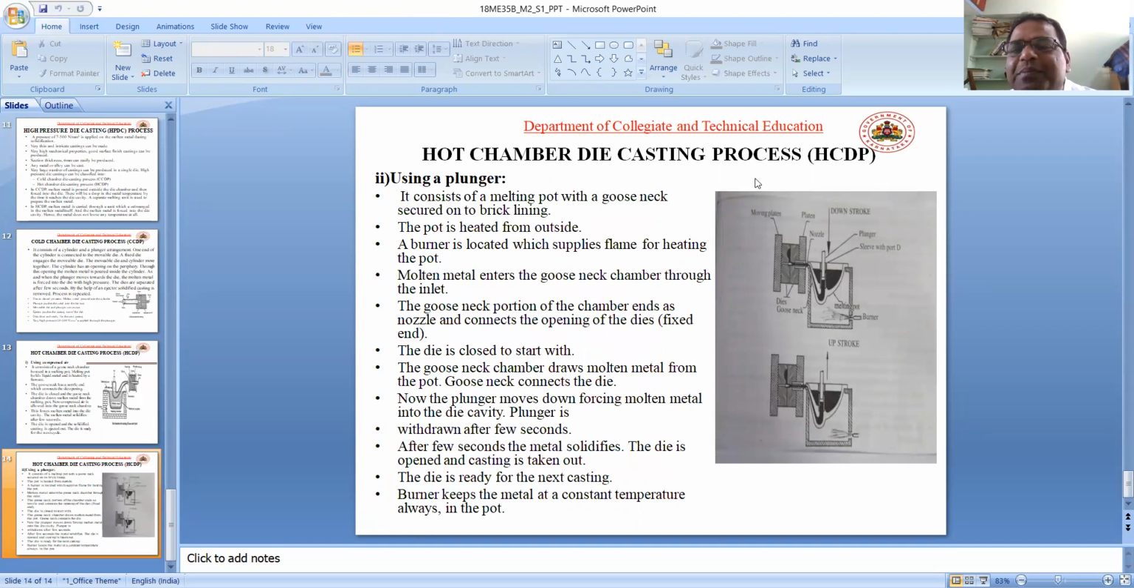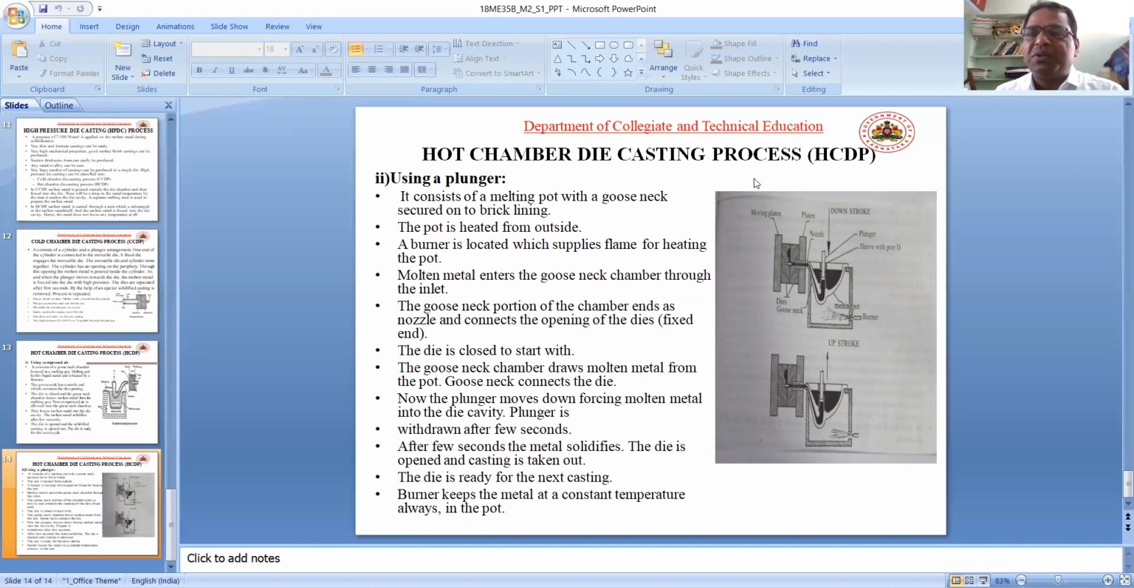Next, the hot chamber die casting process using a plunger. Earlier we used compressed air. Now we are going to use a plunger to push the molten metal into the die. It consists of a melting pot with a gooseneck. Here also the gooseneck is secured in the brick lining. The pot is heated from the outside. A burner is located which supplies the flame for heating the pot.